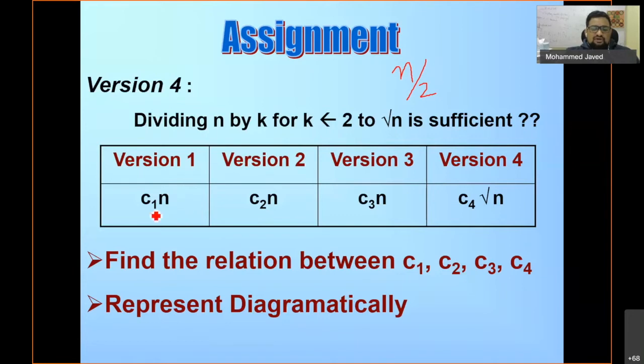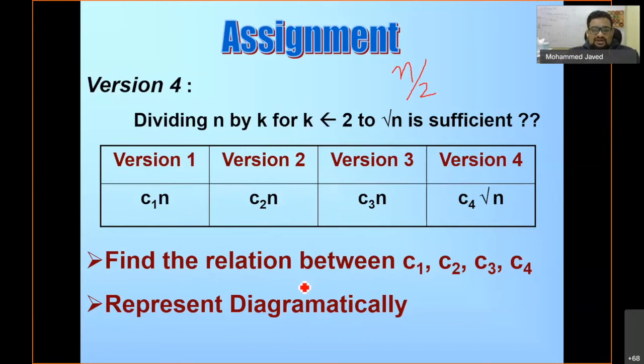So version 1, we got the complexity C1n, C2n, C3n, C4 root n, right? So these are the complexity of the 4 versions of the algorithms for the same problem. The interesting question would be finding the relationship between C1, C2, C3 and C4. All these things, the analysis part, should be covered in your assignments. Whatever problem you get, you must do such kind of analysis.